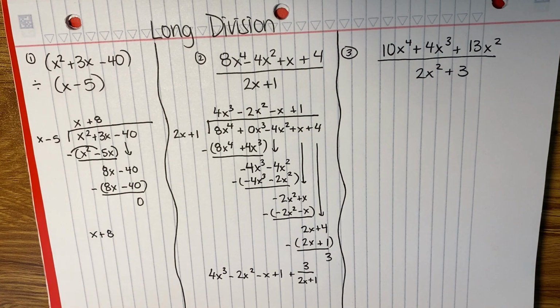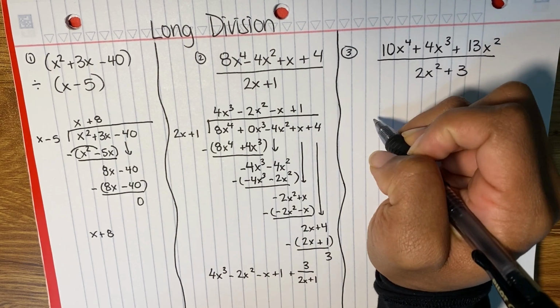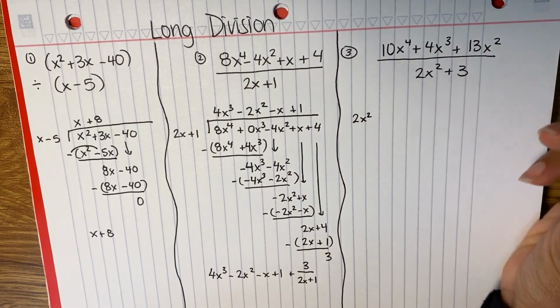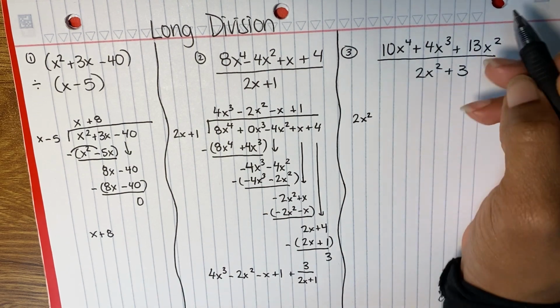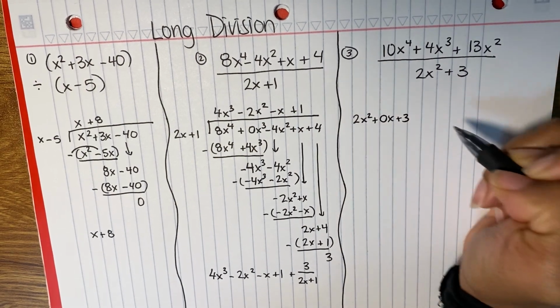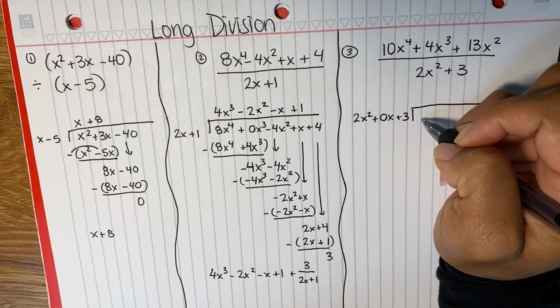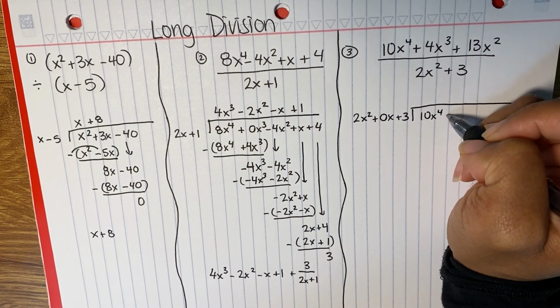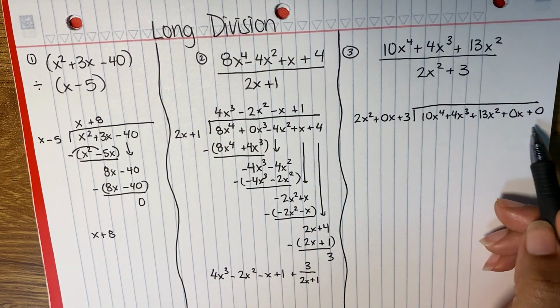Okay, last question. Hopefully you've paused the video and given it a try of your own. Your first step would have been to set this up. 2x squared. Okay, we have 2. We don't have a 1, but we do have a 0 for the constant. So we need a placeholder plus 3. And now we can draw the box and place in the polynomial 10x^4. Okay, and I should mention your placeholder should go all the way to the constant.